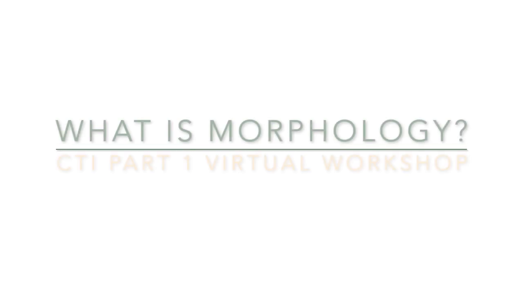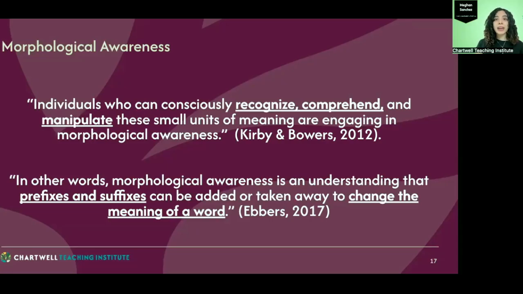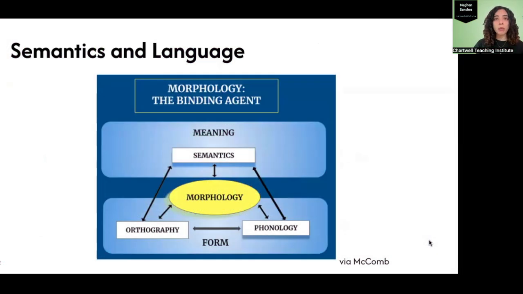In other words, morphological awareness is an understanding that prefixes and suffixes can be added or taken away to change the meaning of a word. So when we're practicing with morphology, we're looking at the meaning of words, or the semantics. We are still honing in on the sounds that these morphemes are making, which is the phonology, and then the orthography, which are the spelling rules. That's a lot of what we teach in structured literacy.